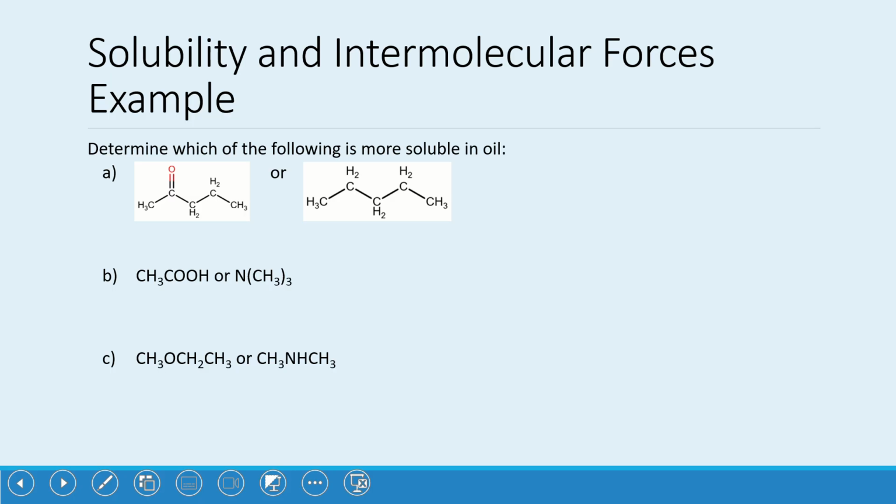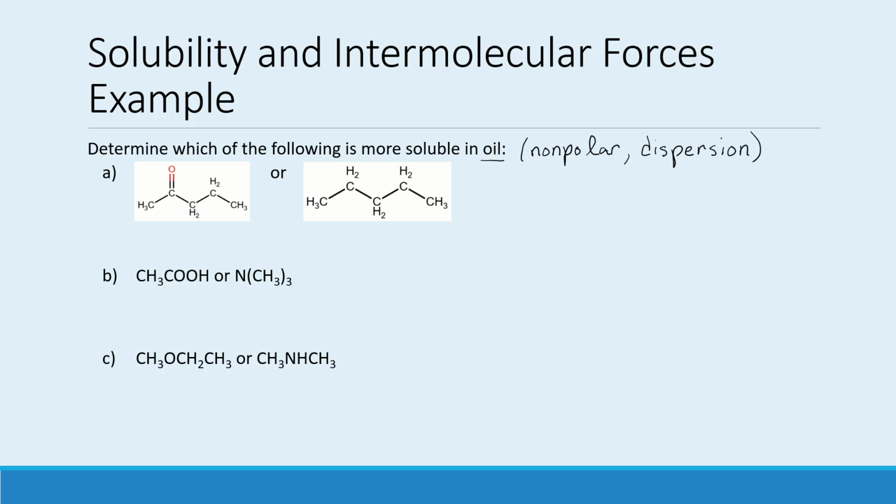So in this example, we're looking at which of the following is going to be more soluble in oil. So remember, your gasolines, your oils, those are going to be considered to be nonpolar, right? And nonpolar compounds are only going to have dispersion. So if we're looking for a similar structure with similar intermolecular forces, we need to find things that are either nonpolar or they may have dipole-dipole interactions, but they certainly should not have hydrogen bonding.